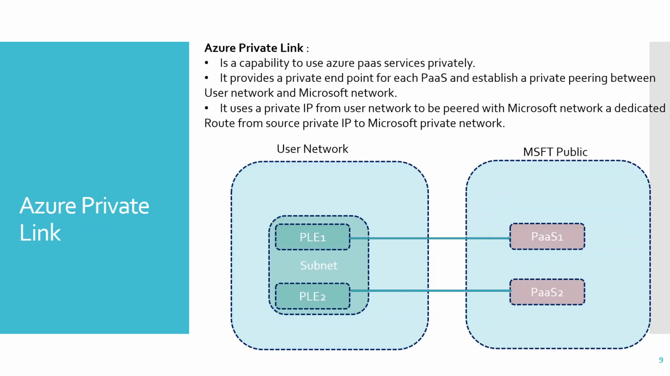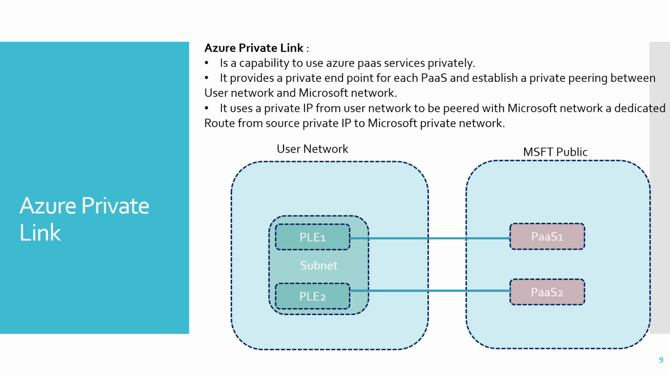Coming to Azure Private Link, it's a very important thing when you want to connect to an Azure PaaS service that sits on the Azure backbone with a private topology. Azure Private Link is a capability to use Azure PaaS services privately. It provides a private endpoint for each PaaS service and establishes a private peering between the user network and the Microsoft network.